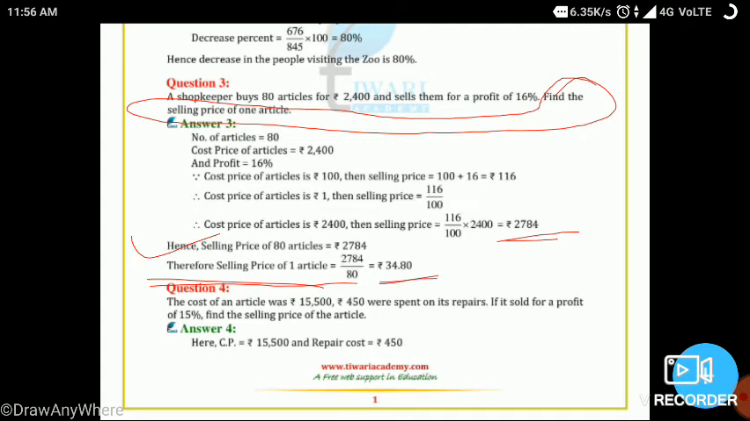Okay, understood? So 2784 is what? This is the selling price of 80 articles, but we are asked the selling price of one article, so we divide 2784 by 80. Okay students, understood?